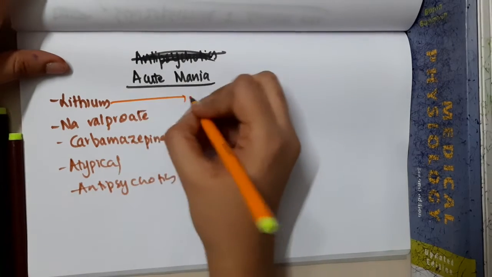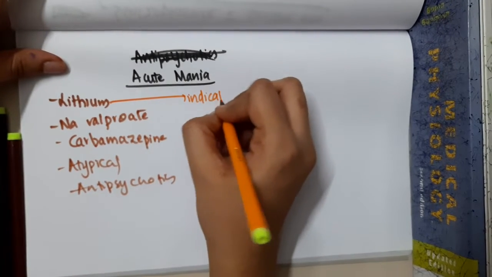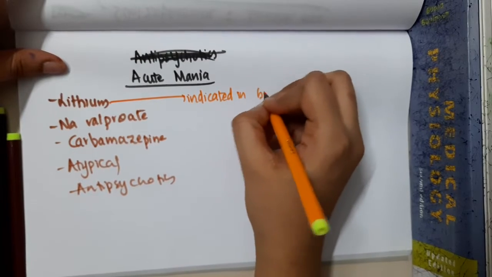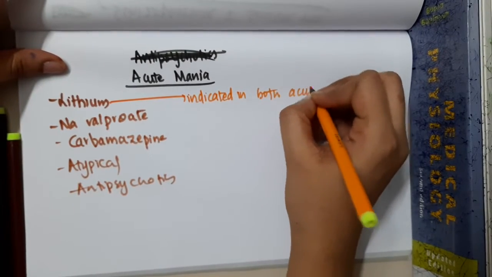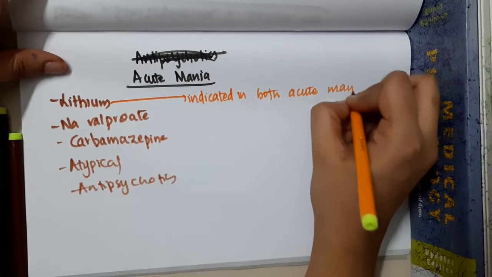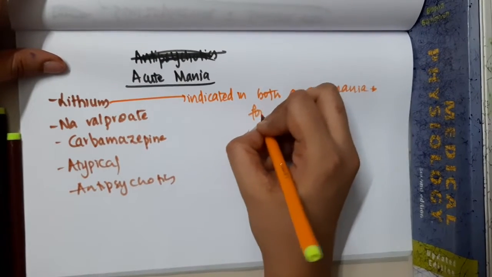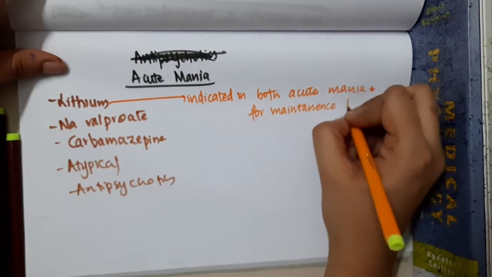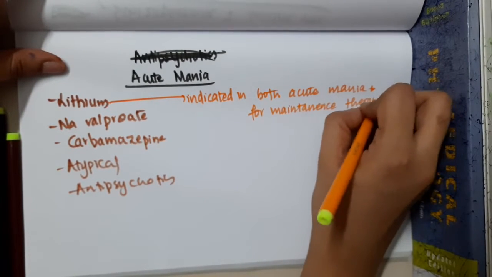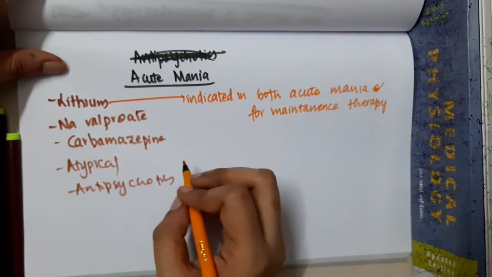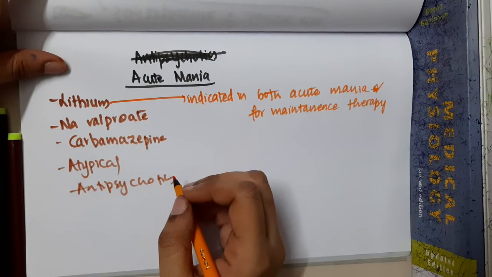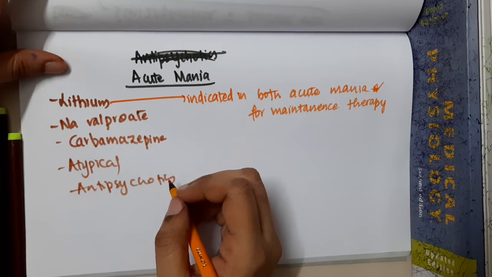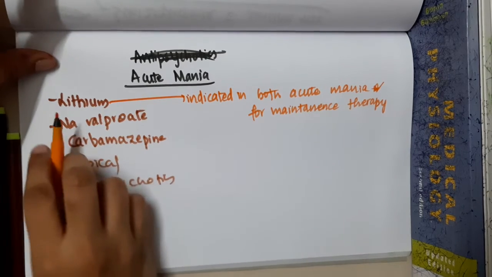Lithium is the drug which is indicated in both acute mania and for maintenance therapy. We use lithium for both. So this is about acute mania.